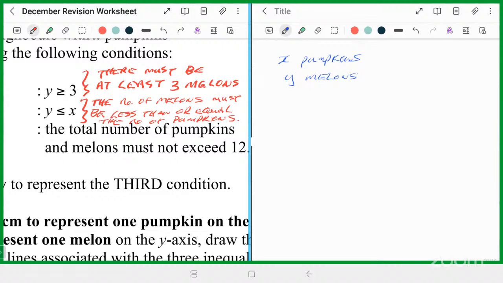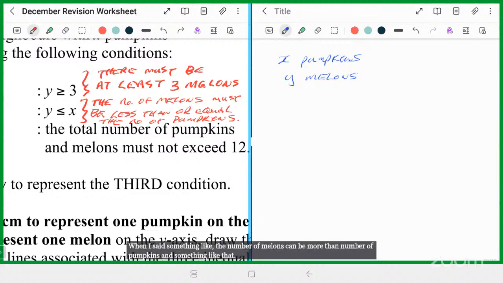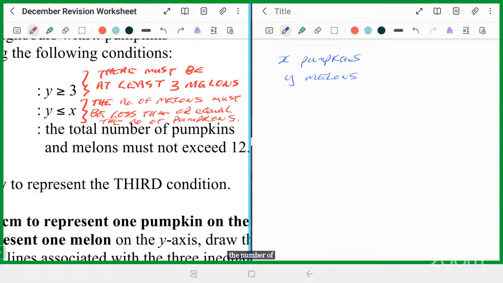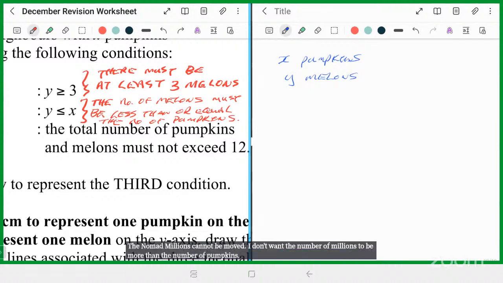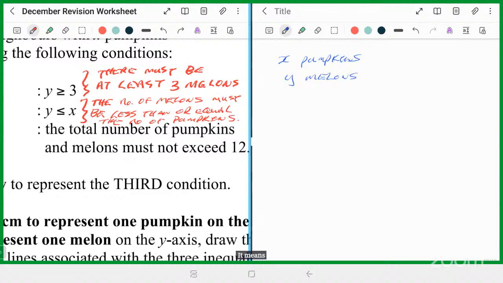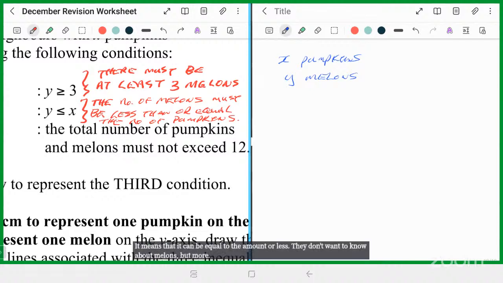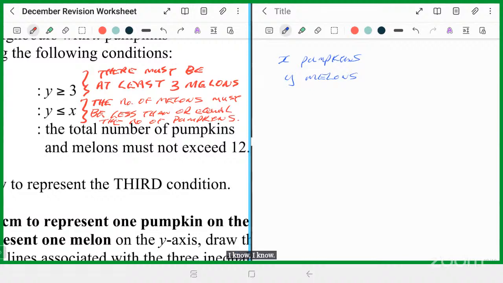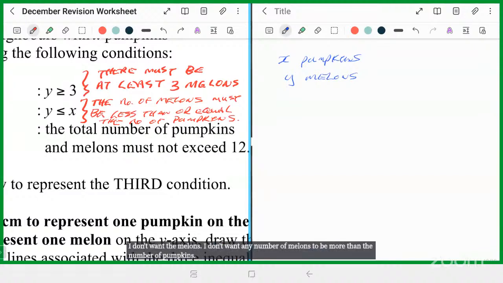They would have said something like, the number of melons can't be more than the number of pumpkins. I don't want the number of melons to be more than the number of pumpkins. It means that it can be equal to the amount or less. I don't want the melons to be more than the pumpkins. That's what they might say, something like that.